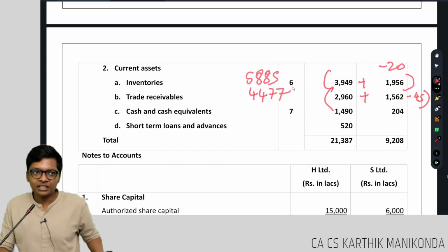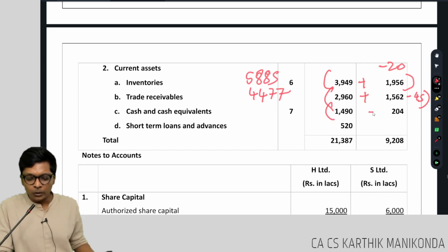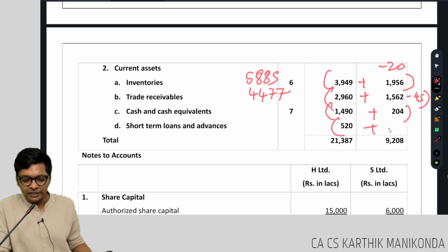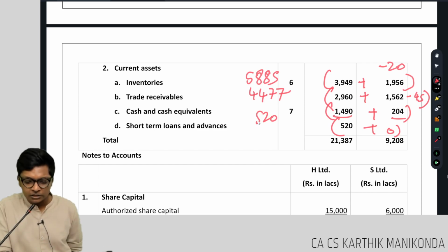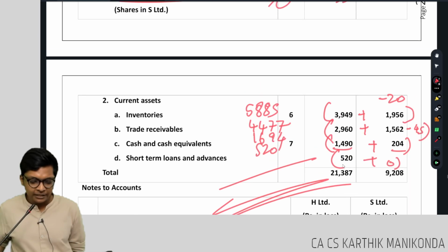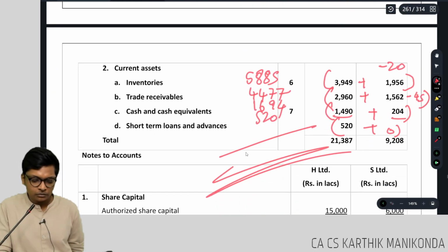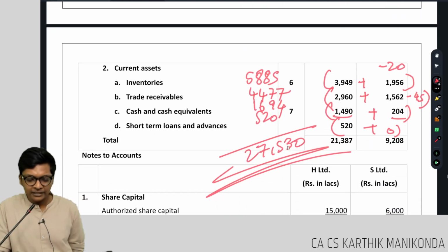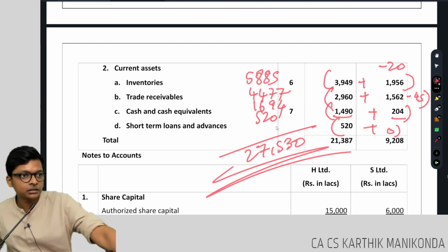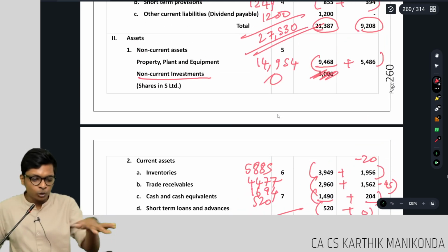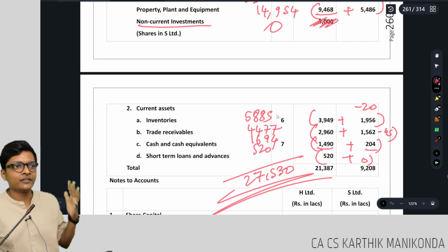Next, cash and cash equivalents, no adjustment. 1490 plus 204. Short term loans advance also same as it is. 520 plus 0. 520. 1490 plus 204 is how much? 1694. Balance sheet should tally 27,530. Check if it's tallying, guys. I don't even have to do the addition. I know it will be correct because we took everything in. That's it.